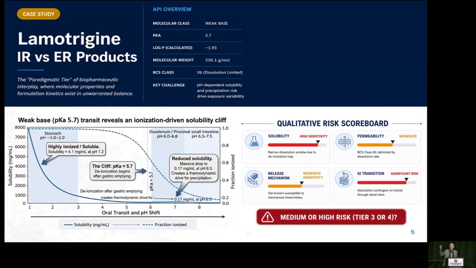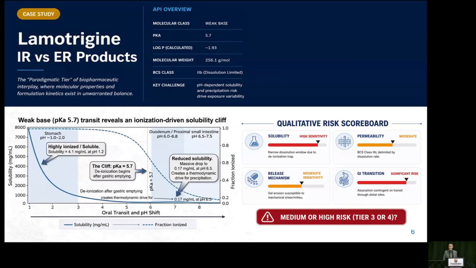But if we are using a really high dose, like 300 milligrams of the drug, because this is a different strength product, then we have a risk of precipitation. That's why for permeation or permeability, we are giving it medium risk. And for the release mechanism, it depends on how we develop our dosage form. If it is immediate release, there is no control from the dosage form on the release rate, so in this case we'll make it low risk. But if it is extended release, it will be high risk. That's why for release mechanism, we give it medium risk as well.